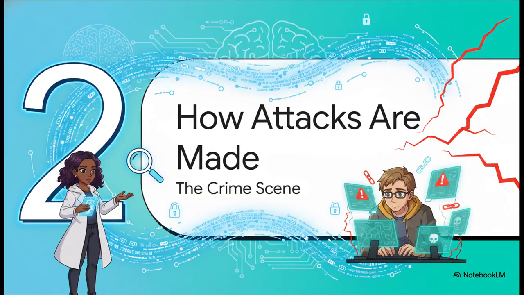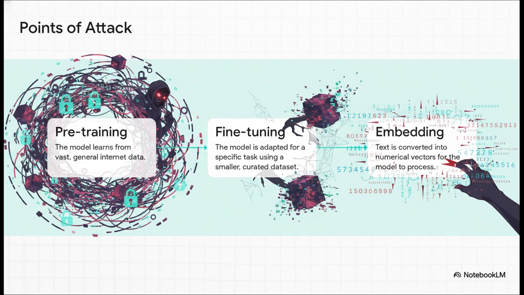Okay, so if we're going to defend against these kinds of attacks, we first have to investigate the crime scene. Where are the weak spots? When are these systems most vulnerable? Let's trace the life cycle of a large language model and pinpoint exactly where the bad guys can get in. Turns out, pretty much every single stage of an AI's development is a potential entry point.